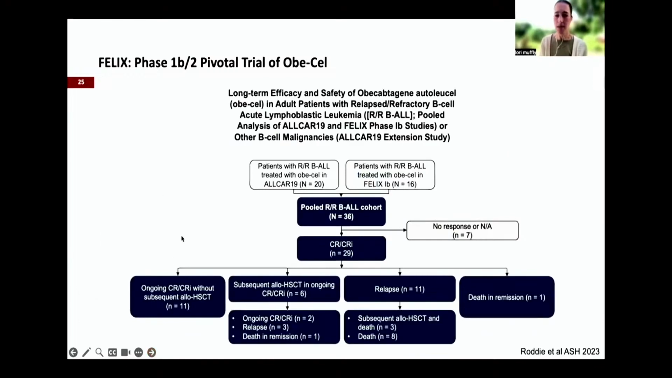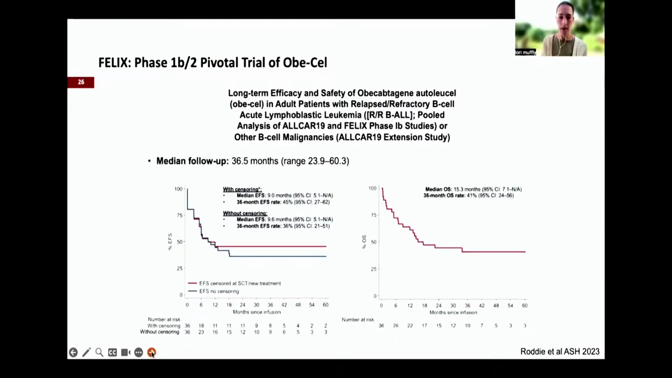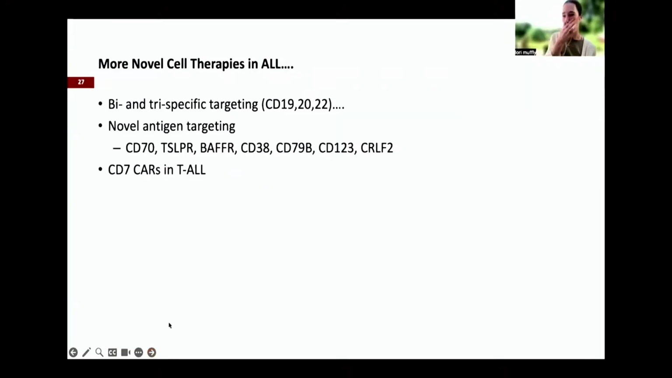Now, these data were updated with long-term follow-up, and I'm gonna just kind of keep going through. So you can see now with 36 months follow-up, you can see a very nice plateau of curves here, both for EFS and for OS, suggesting that perhaps this CAR may lead to durable remission. The majority of these patients did not receive transplant after CAR. And so that's kind of exciting for the field, thinking that perhaps this CAR may be less toxic, but also lead to durability.